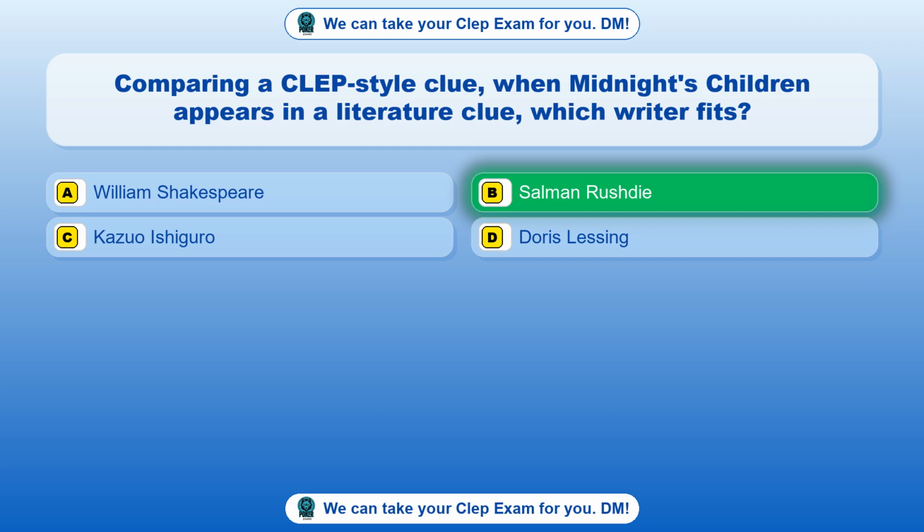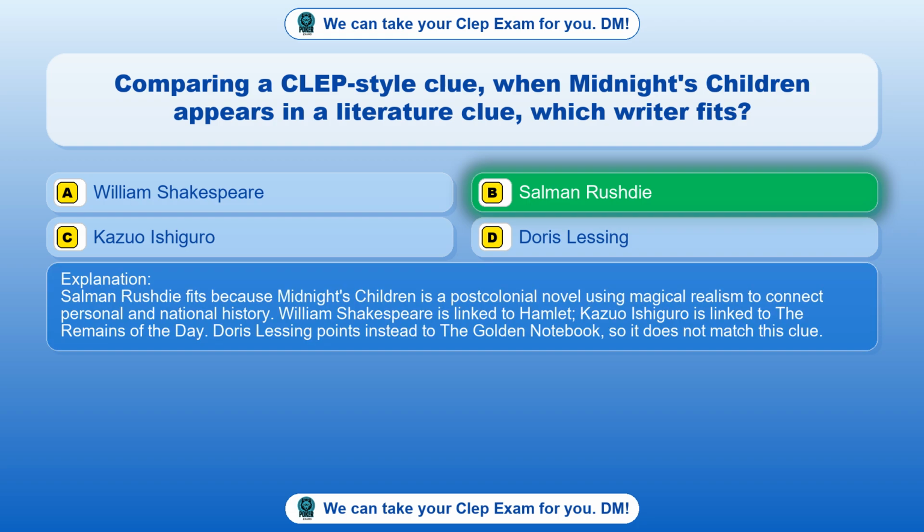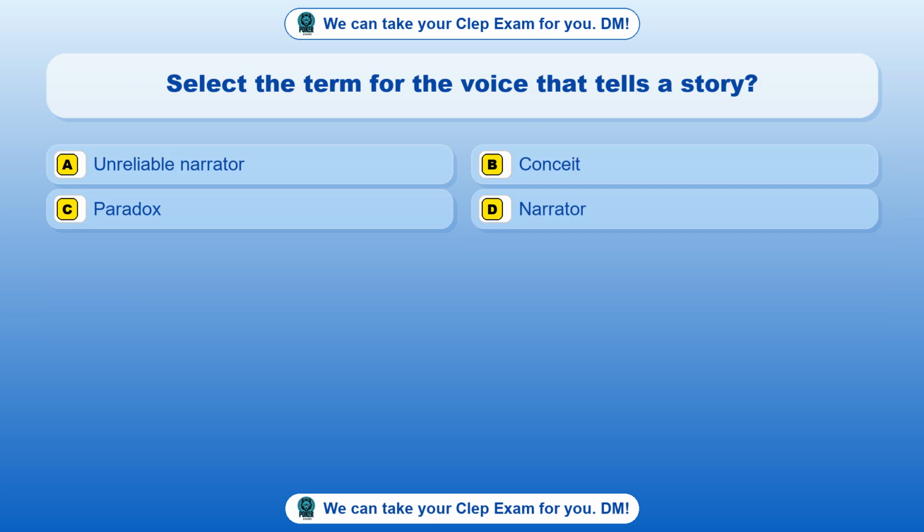Salman Rushdie. Salman Rushdie fits because Midnight's Children is a post-colonial novel using magical realism to connect personal and national history. William Shakespeare is linked to Hamlet. Kazuo Ishiguro is linked to The Remains of the Day. Doris Lessing points instead to The Golden Notebook, so it does not match this clue. Question 55.